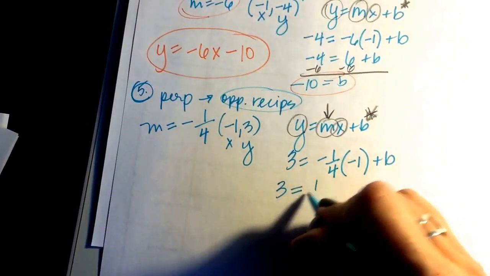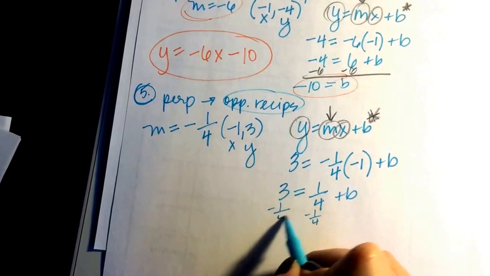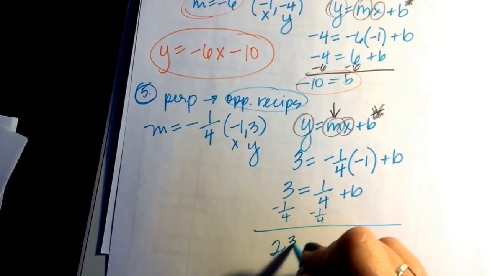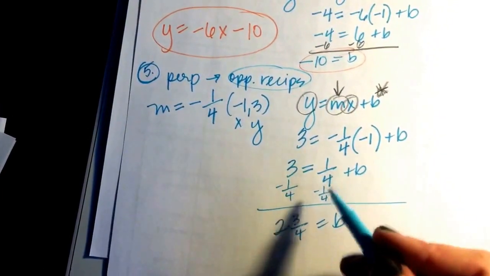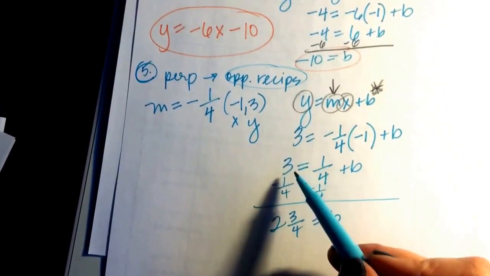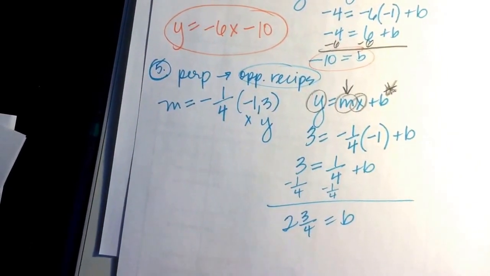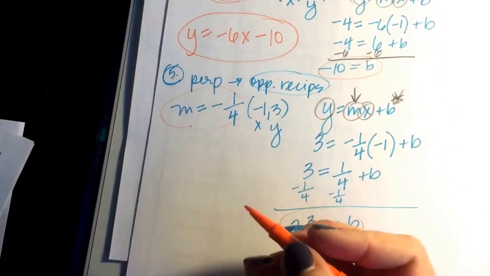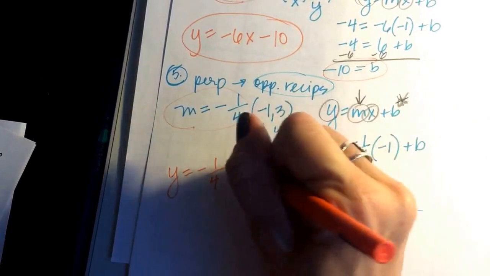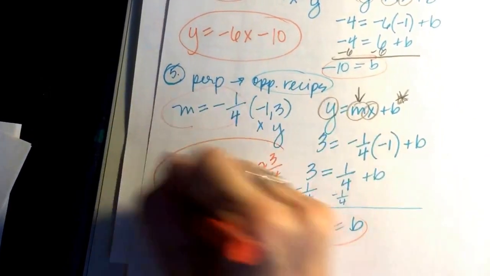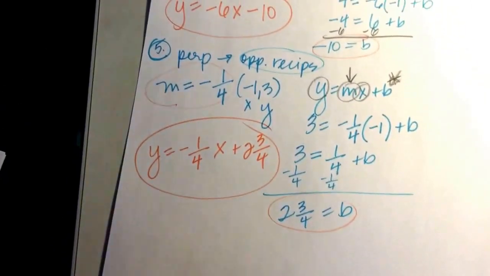3 equals positive 1/4 plus b. Take away a fourth. I'm going to think in fractions here. That's 2 3/4 equals b. That's 2.75. If you go through it, a fourth is 0.25. $3 minus a quarter is $2.75. You can think about it that way. I go back. My slope is negative 1/4. y equals negative 1/4 x plus 2 3/4.